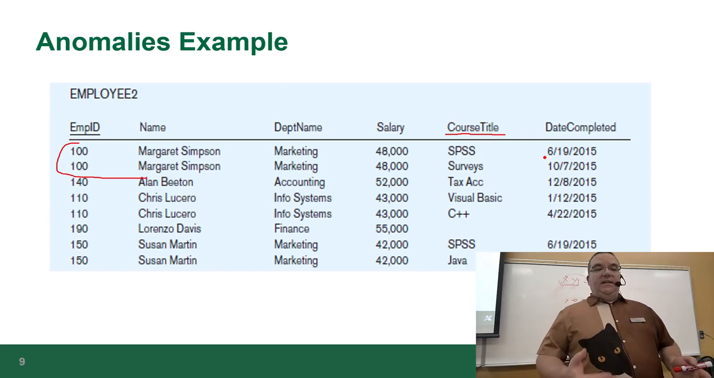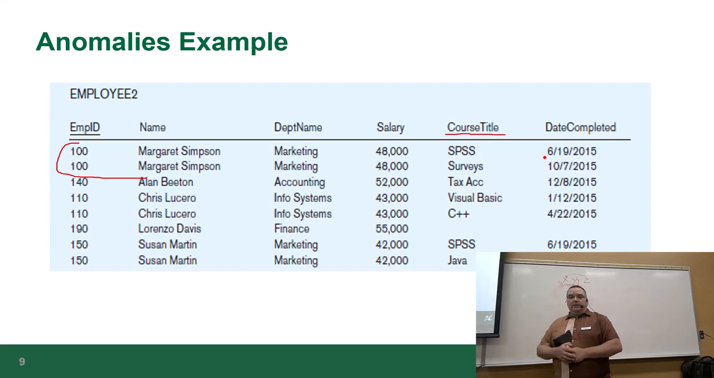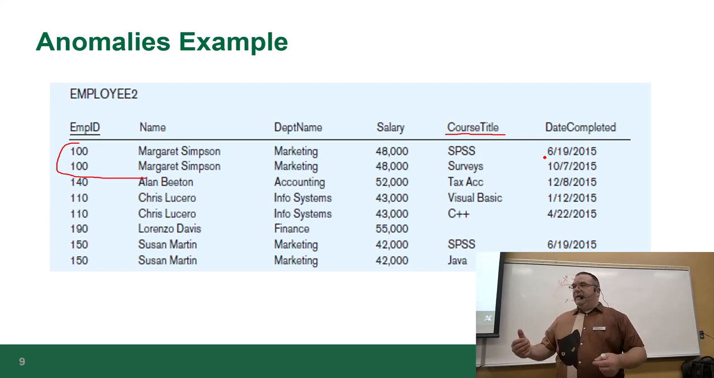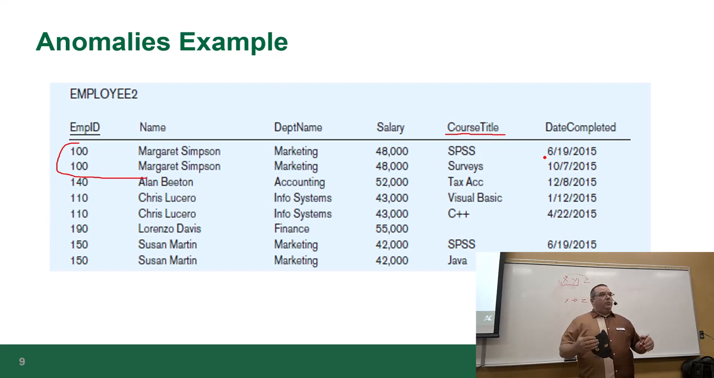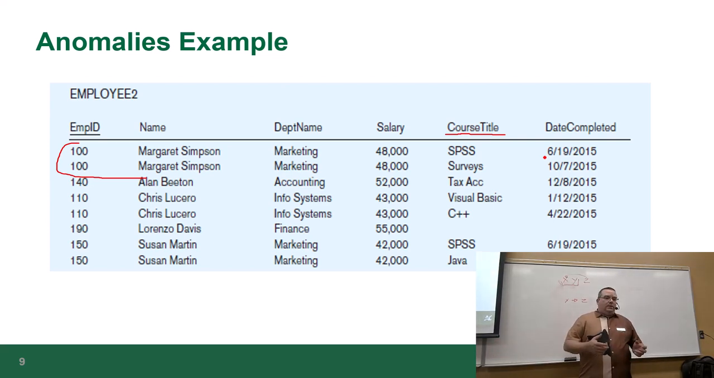The update anomaly would be: Margaret Simpson gets a raise. How many times do we need to update her salary? Twice. Therefore, we have to update the same data in the same table more than once. That's an update anomaly. Now, some people will look at that and go, well, what's the problem with that?